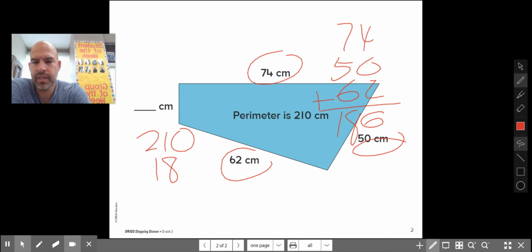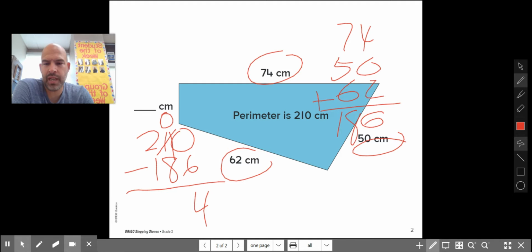We're going to subtract 186 from 210 using standard subtraction algorithm. So we have more ones than we're taking: 6 ones from 0 ones, we can't do that. We're going to regroup 10. Now we have 10 ones take away 6 ones, which is 4 ones. Now we have 0 tens take away 8 tens. We need to go ahead and regroup the hundreds for 10 tens. Okay, so 10 tens take away 8 tens equals 2 tens. So the missing side is 24.